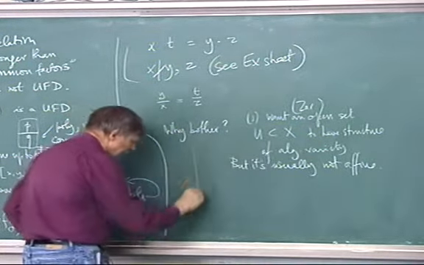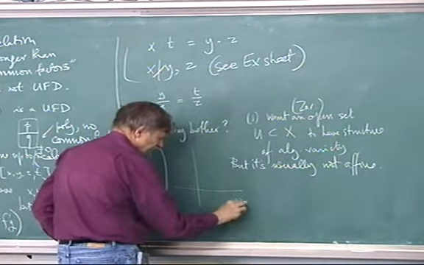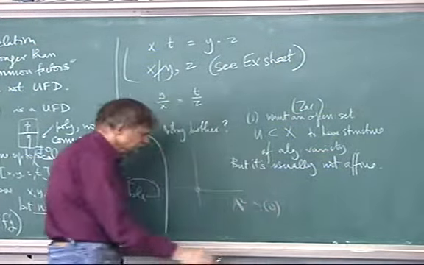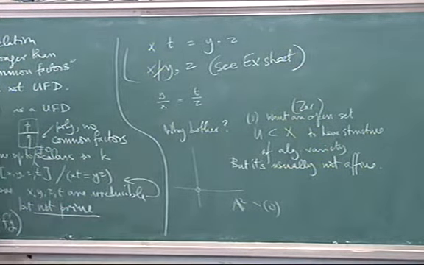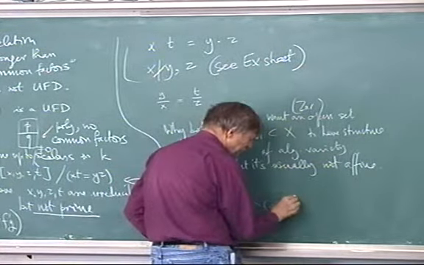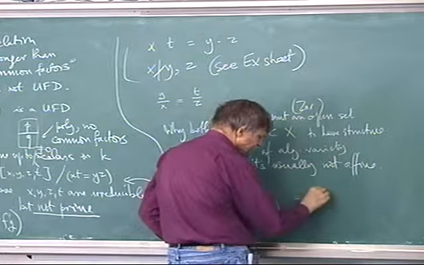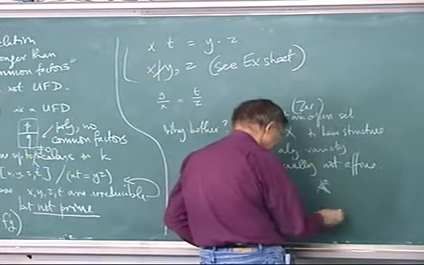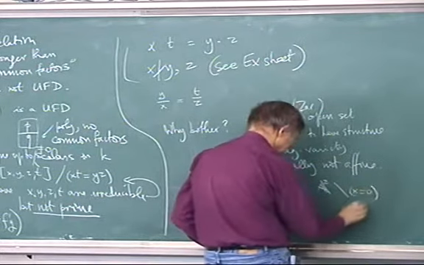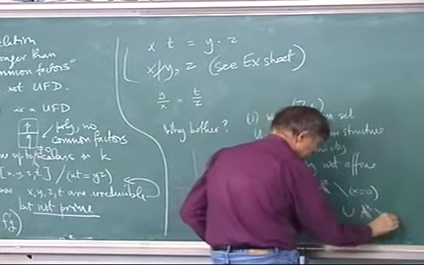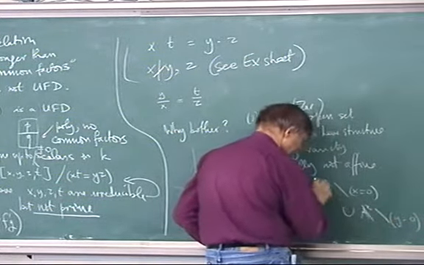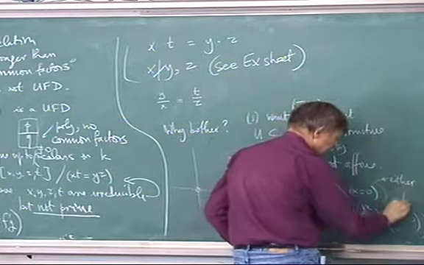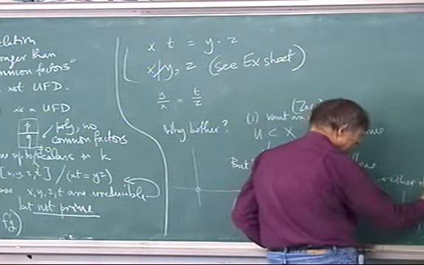So, for example, if I do A2 and then I delete the origin, you can think of this, for example, as being A2 with x equals 0, and then union A2 less y equals 0. And either of these, we'll see later, is an affine variety.